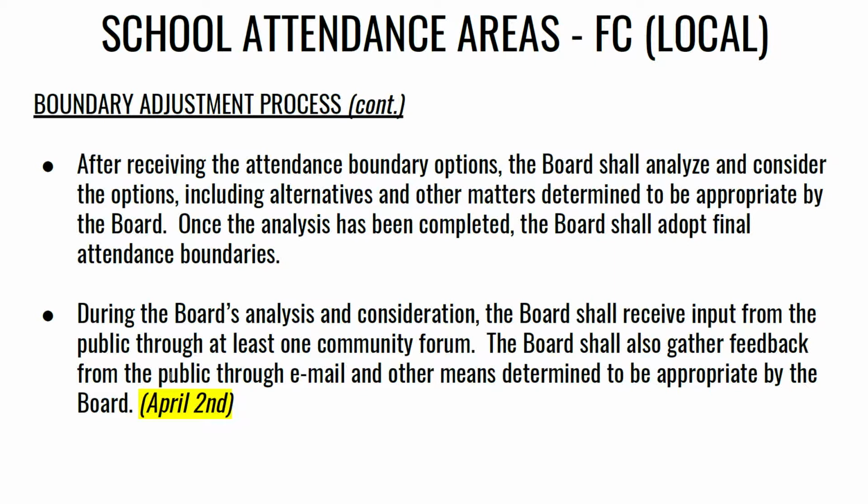FC Local also goes on to say that after receiving the options, the board should analyze and consider the options. Once the analysis has been completed, the board should adopt the final attendance boundaries. As a part of that analysis and consideration, the board should receive input from the public through at least one community forum. That's why I have April the 2nd highlighted down here. The board should also gather feedback from the public through email and other means as determined appropriate. And at the end of the presentation, again, I'll highlight the public forum we have scheduled for next week, as well as the other meetings from the workshop standpoint as we work through this process, as well as the email address community members can submit feedback to. That will be at the end of our presentation this evening. So FC Local sets the parameters for us to review our circumstances and also outlines the process for us to do this in.